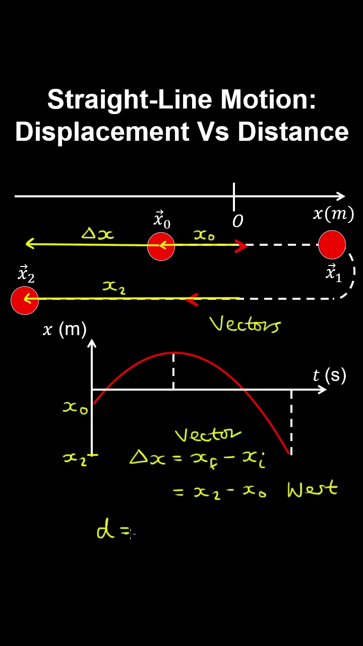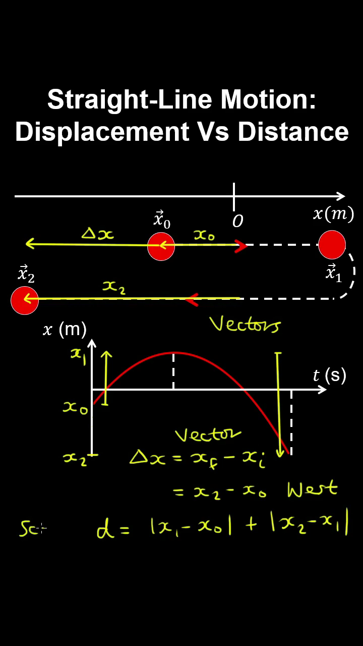Now distance, on the other hand, is the total length that the particle has travelled. So from x0 to x1 to x2. So the distance is a scalar quantity. It has no direction, but only a magnitude.